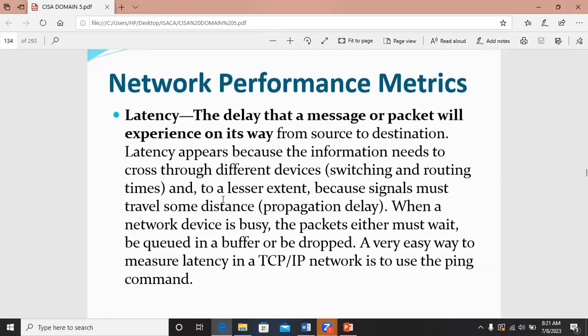Latency is also another network concept, which is a delay. You send a packet from one point to the other. How long will it take for it to move from the source to the destination? That is also very important, because if the latency is very high, then the network will be very slow, and that would not be acceptable.